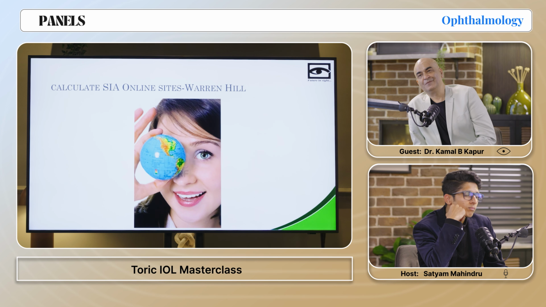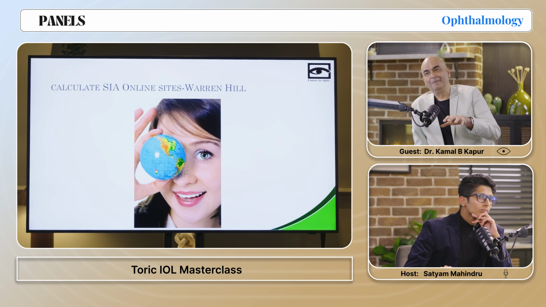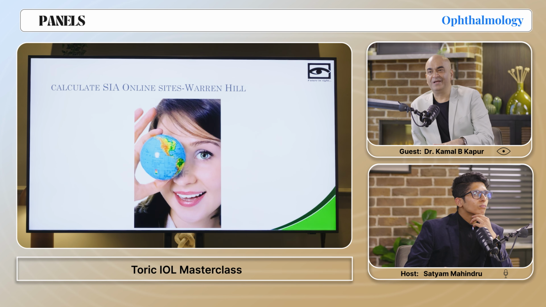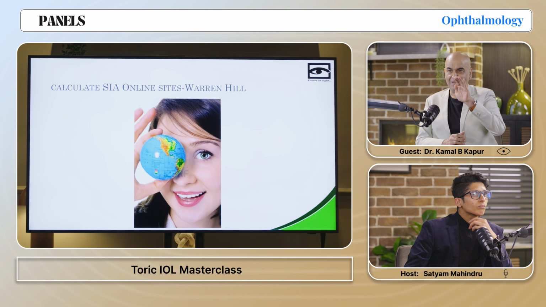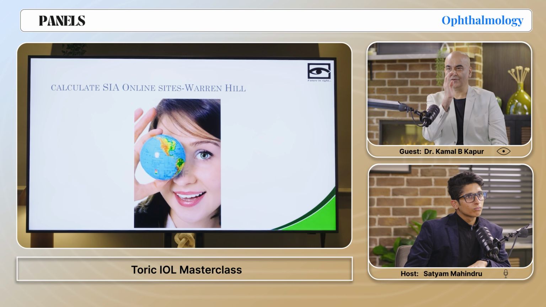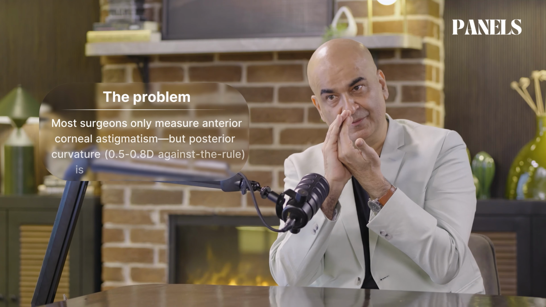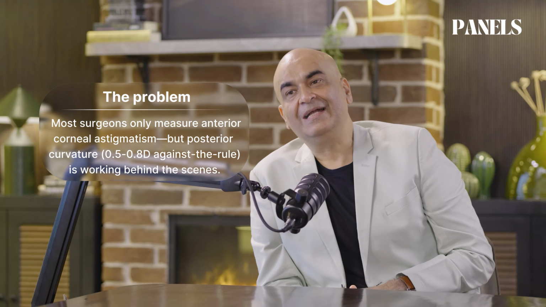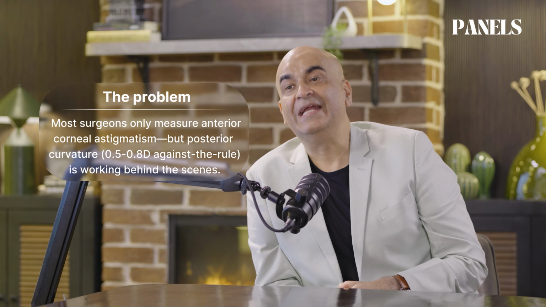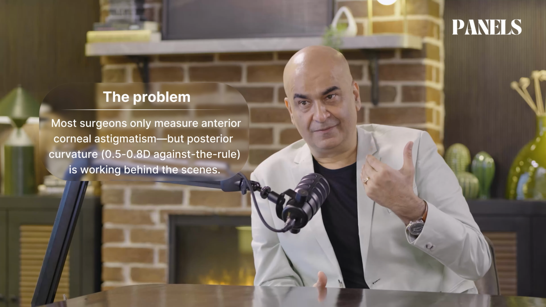Posterior corneal astigmatism is a different beast. PCA was never measured till now. What we are measuring is only the anterior curvature of the cornea, the astigmatism, and we are correcting according to that. If there is something in the posterior part which is missed, recent studies have said that it can vary from 0.5 to 0.8 inherent astigmatism.